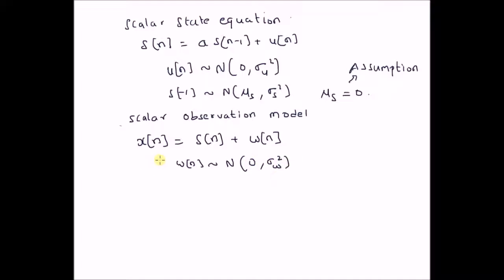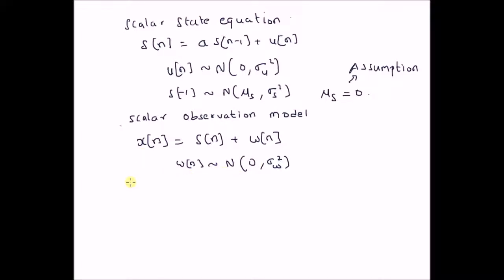X of n is our observation at the instant n, that is, the values of n can be from 0 to n minus 1. And S of n is the signal component, the time varying signal component, that is what we are interested in estimating, and W of n is of course the noise in the system that follows a Gaussian distribution with mean 0 and variance equal to sigma square W.